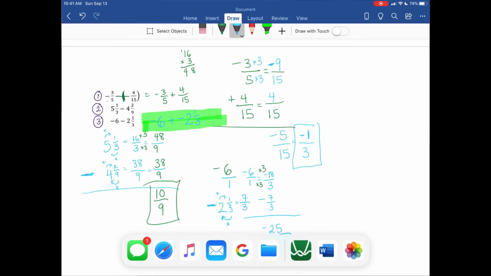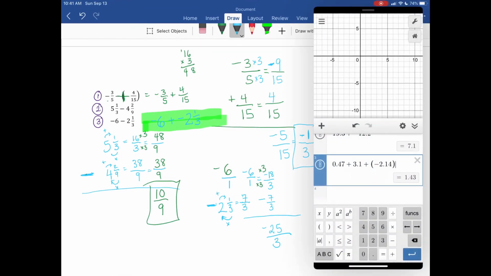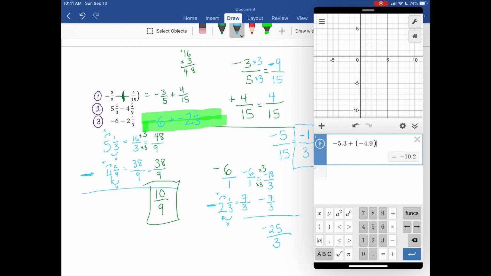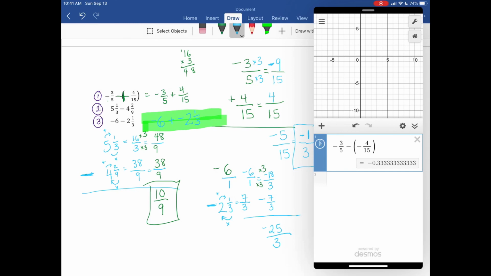And then we're going to use Desmos to validate all of our work. So let's start with the first one, negative 3 over 5. And we don't have to do this with all of them. Now that you know how to plug them in, minus, I think it was negative 4 over 15. And then remember, I can hit the little fraction on the left that's highlighted in blue. And when I press that, it should give us what our solutions are.